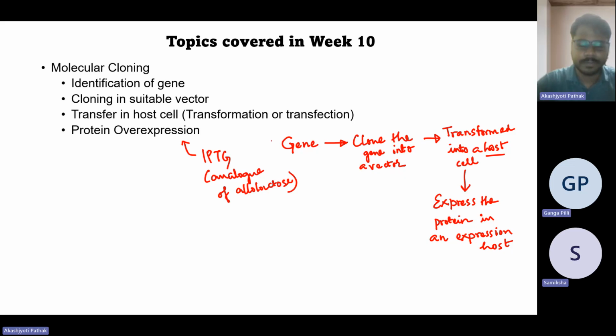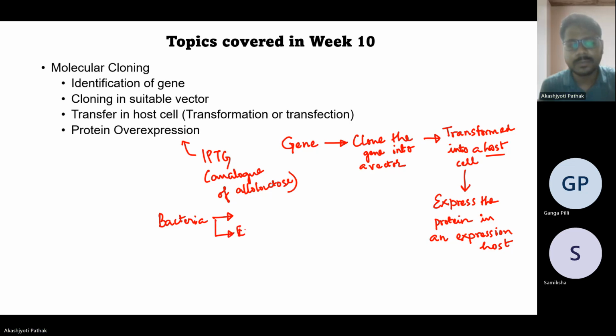So the host cell and expression host cell are different. Yes. In case of bacteria, there are two types of host cell. One is your expression host cell, and another is just for storing your plasmid, storing the vector.